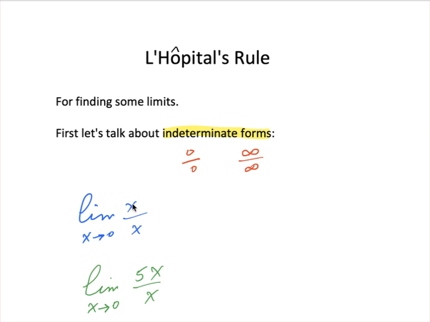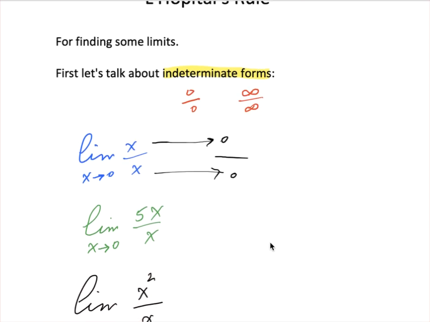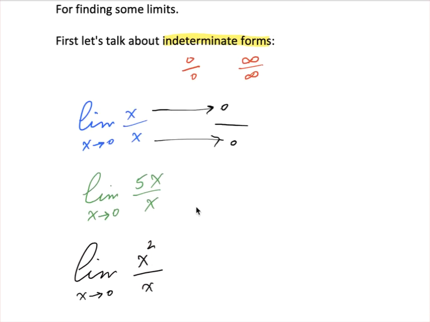Limit of x over x as x tends to 0. This is 0 over 0 type because the numerator x tends to 0, and the denominator x tends to 0. Now we have 0 over 0. The same for 5x over x. 5x tends to 0 as x tends to 0, and x tends to 0, so you get 0 over 0 again.